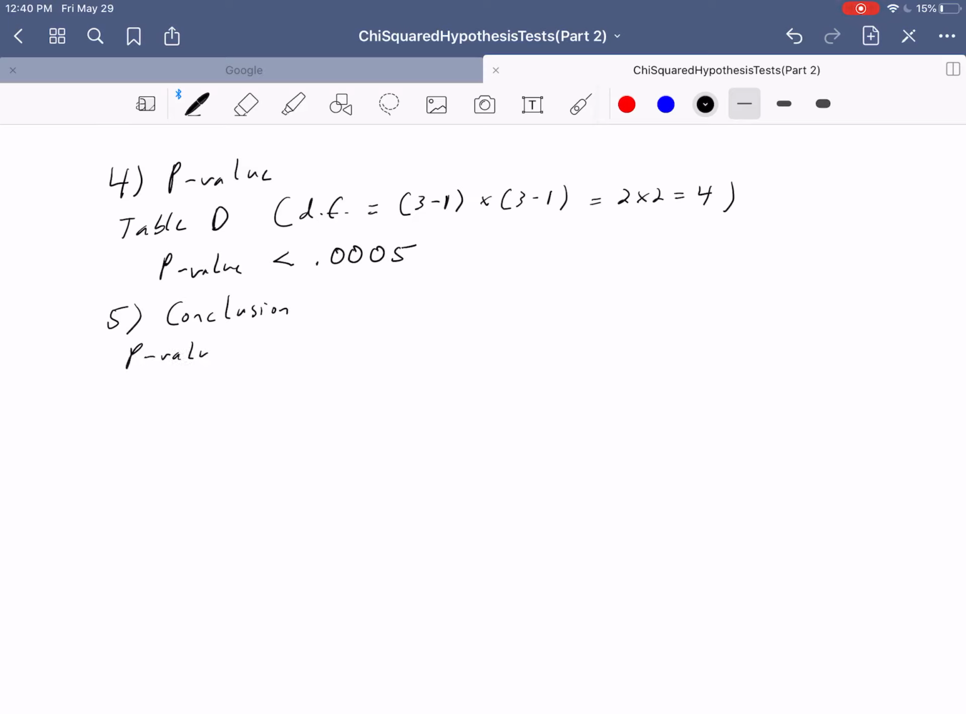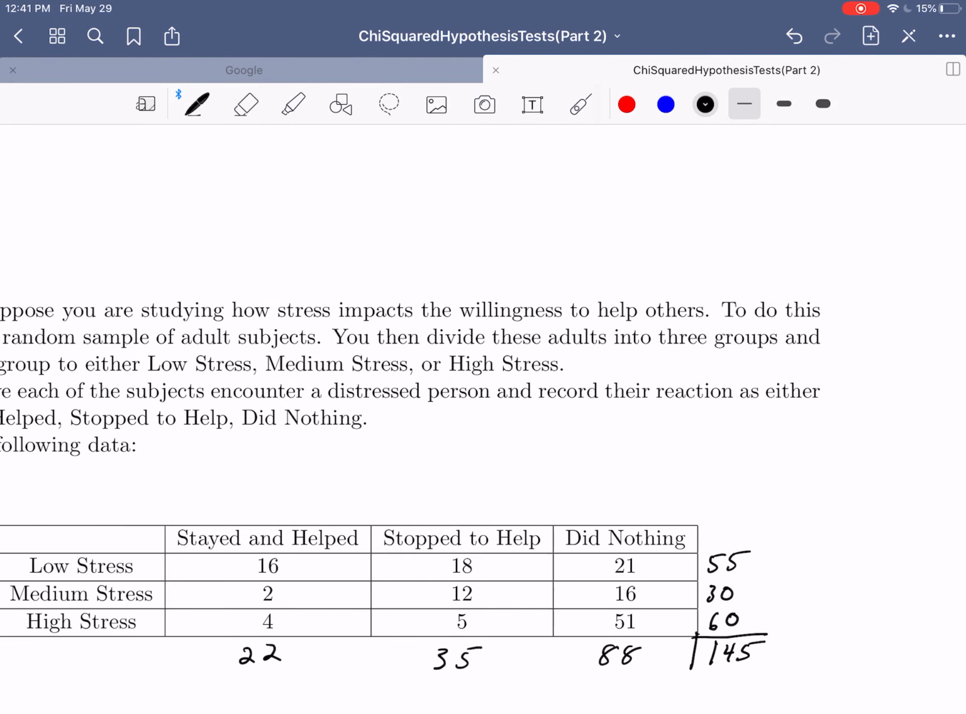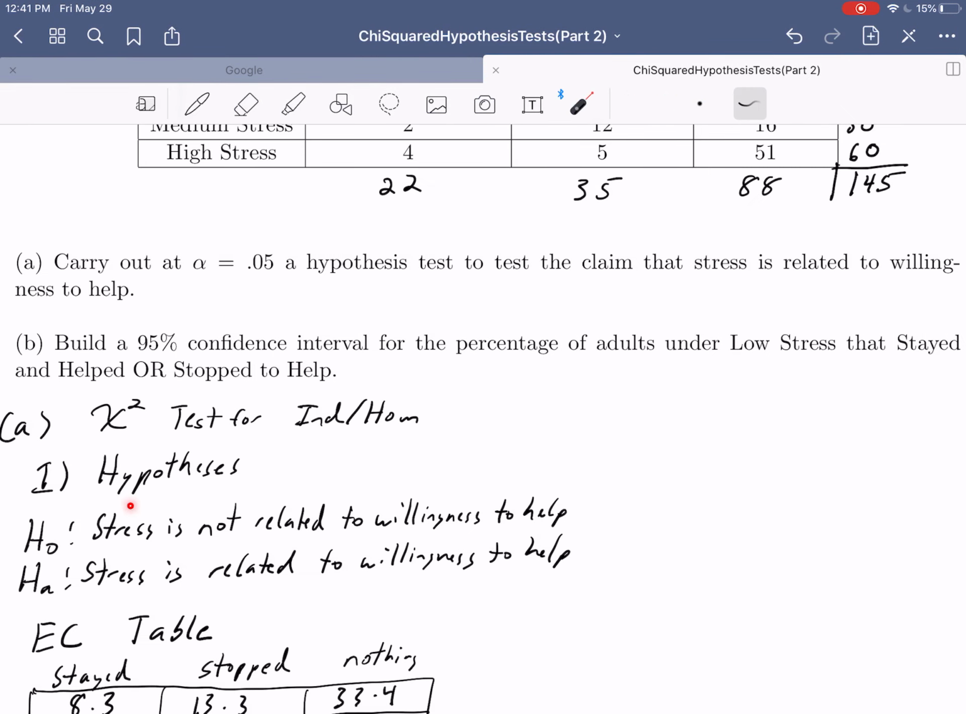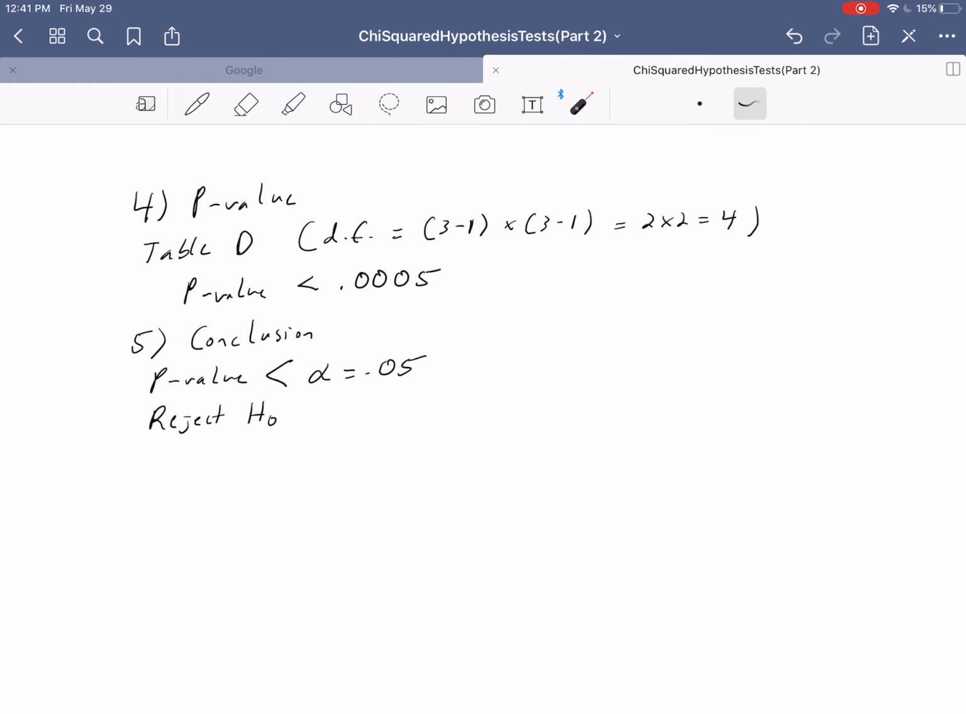Then we can make our conclusion. If we take our p-value and we compare it against the alpha of 0.05. Obviously, the p-value here is very small, so it is certainly smaller than 0.05. So we will be rejecting H0. If we just pop back, what was our H0? Well, our H0 here was that they were not related, so we're striking that guy out, and we are finding evidence that stress is related to willingness to help. So we would say significant evidence that stress is related to willingness to help.